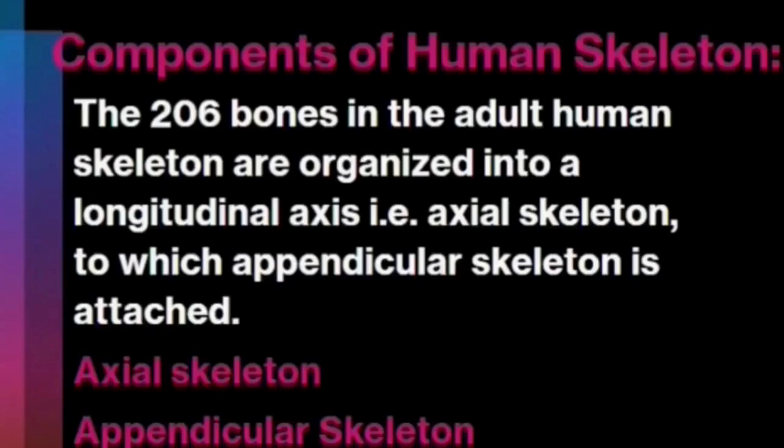Components of the human skeleton. Our body is made up of 206 bones, because in an adult human skeleton there are 206 bones that are organized along a longitudinal axis. For example, the axial skeleton, to which the appendicular skeleton is attached. What is the axial skeleton and what is the appendicular skeleton?